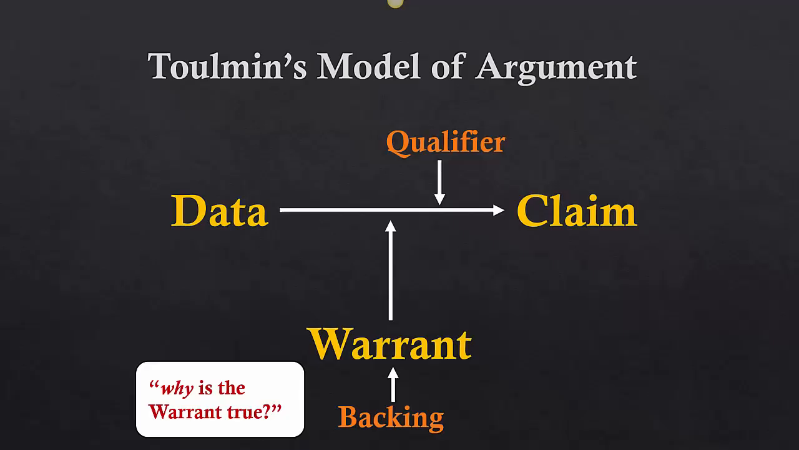Now, the qualifier would go right up here because the data provides the support that establishes the truth of the claim, but the qualifier is going to come in right before the claim is asserted in a functional sense to let us know how true that claim is.